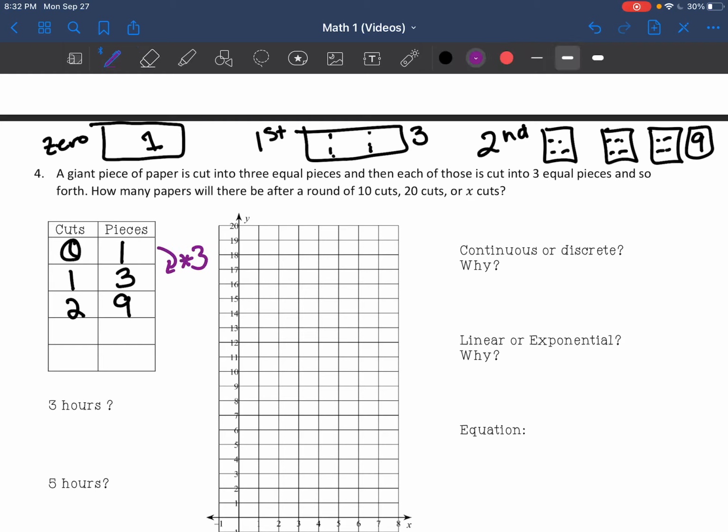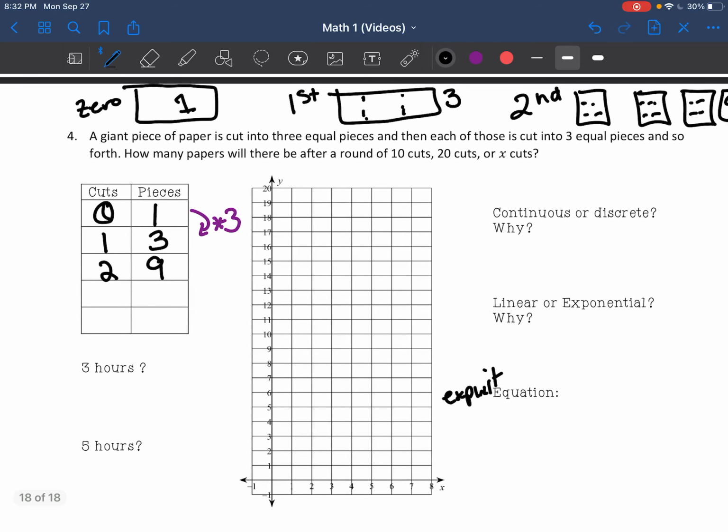Let's see if you remember how to write equations, explicit equations, because that's what we're really writing, our explicit equations for geometric. All right, everyone. Pause the video, give it a go.